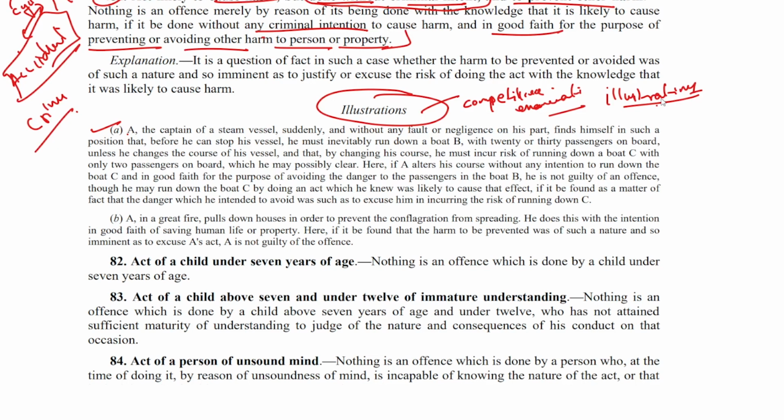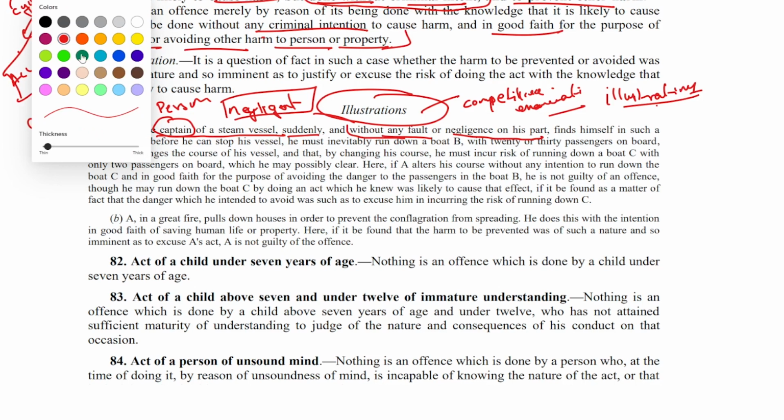And it says that A, so A is a person here, the captain of a steam vessel, suddenly and without any fault or negligence on his part. Now we have to be very clear that there shouldn't be any negligent act. So one important requisite that we understood from this illustration is that it shouldn't be any negligent act.